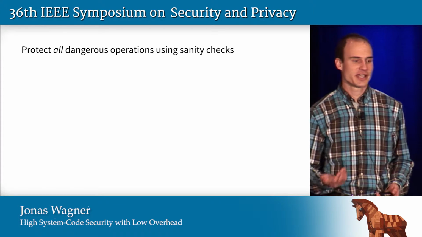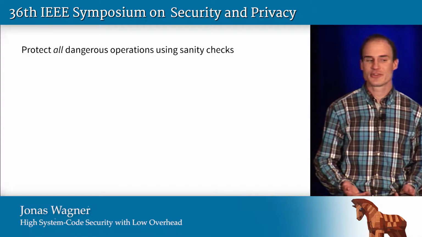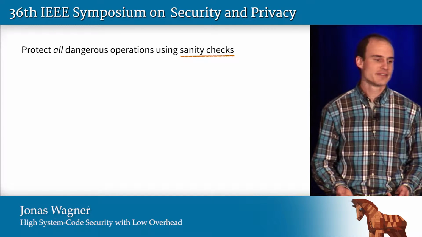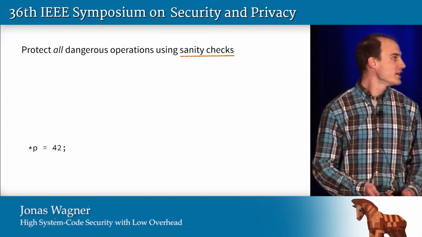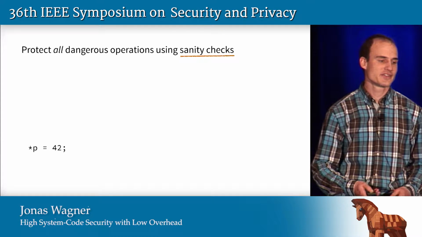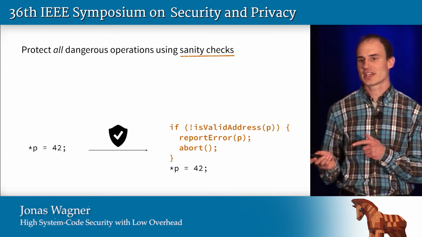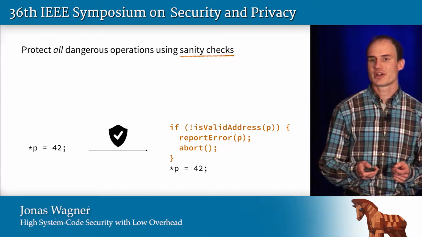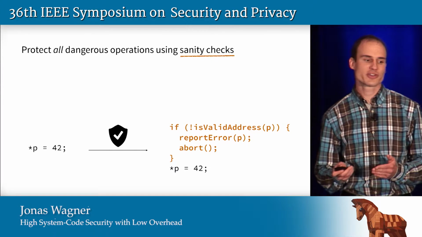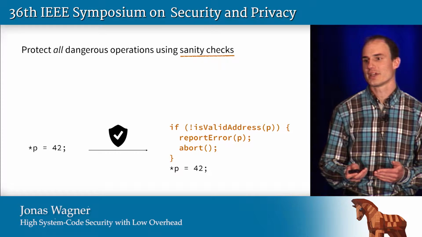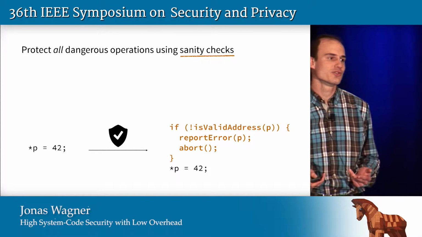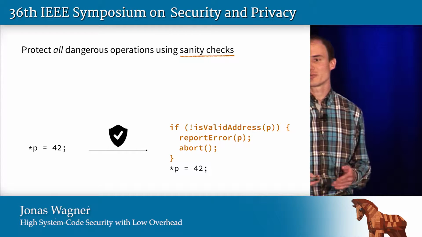We are advocating a way to solve these problems using sanity checks. These are runtime checks, and I'll give you an example. If you have a pointer dereference, you could protect this dereference by adding a check just before the dereference to verify that the address is valid. And if it happens to be out of bounds, you would report the error and abort the program. Note that aborting the program is, in this case, the only safe thing that you can do, because if you were to continue, arbitrary bad things can happen.